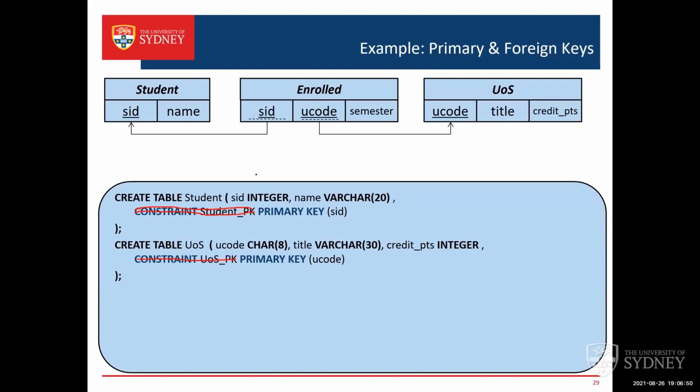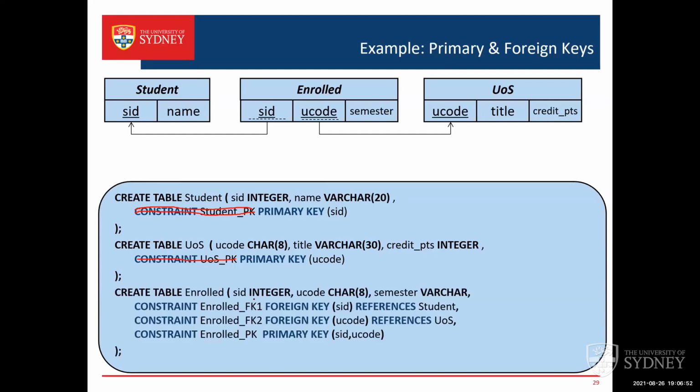Okay, last thing is enrolled. How will the enrolled table look? So SID, unit of study code, semester, all of those things are there, we understand. And then we define foreign keys and primary keys, right? Foreign key SID, reference is student. Foreign key unit of study, reference is unit of study, and then the primary key consists of these two. Hopefully that makes sense. Again, this part is not mandatory. The system will automatically do that for us.